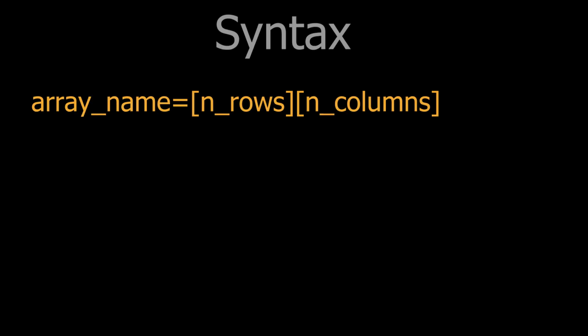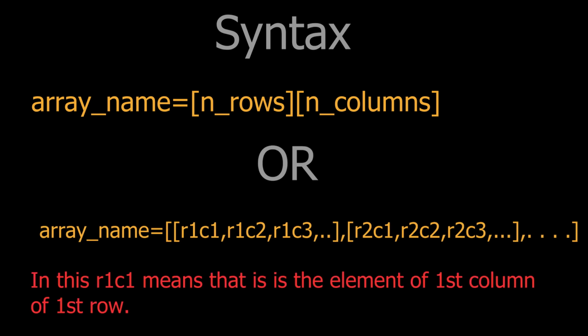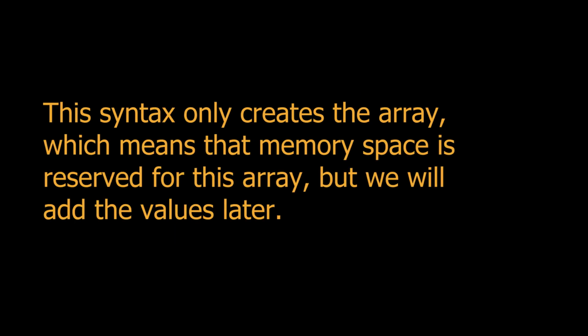This is the syntax of 2D arrays. First, we have the name of the 2D array, then the number of rows, and then the number of columns. Or we can represent it something like this. In this, R1 C1 means that it is the element of the first column of the first row. This syntax only creates the array, which means that memory space is reserved for this array, but we will add the values later.